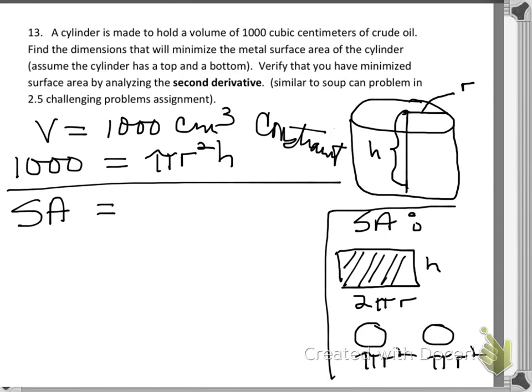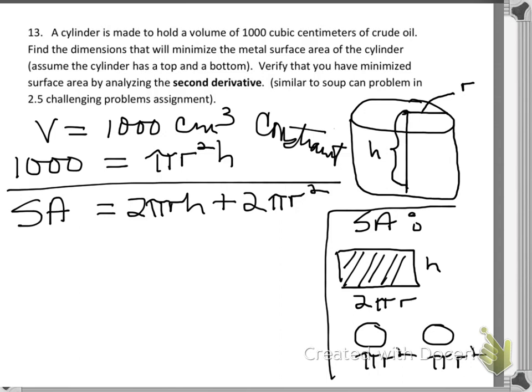So that's part of the surface area. So I have 2 pi r h, plus this has a top and the bottom. So the area of the top is pi r squared, and so is the area of the bottom. So I have 2 of those, 2 pi r squared. All right, so notice I have 2 variables in my objective function, which is frequently the case.